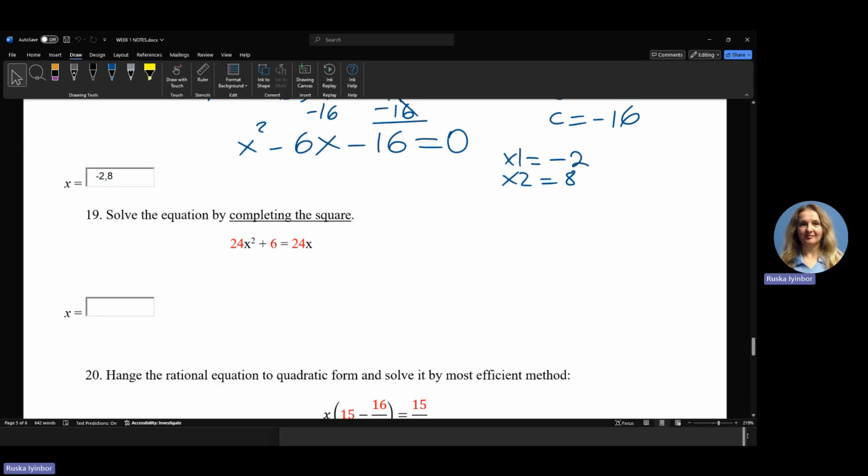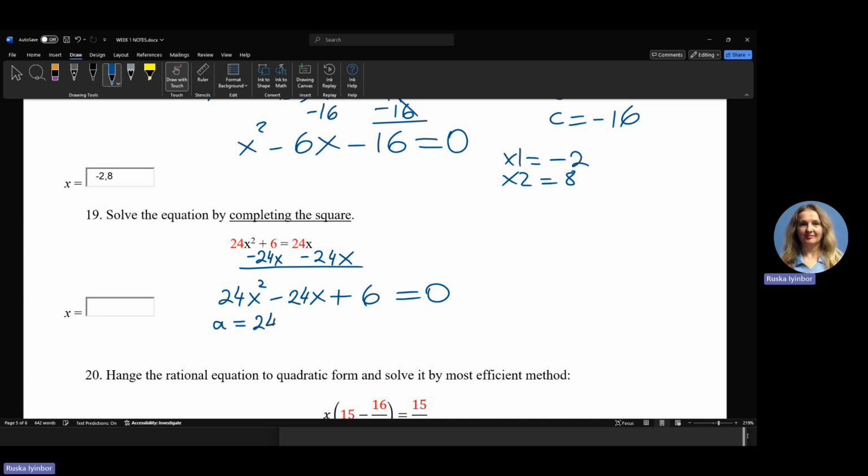Okay, number 19 is something we just solved in the beginning. We need to just get it equal to 0 first and then use the calculator again, yes? So we're going to subtract 24x to make it equal 0. And then the calculator, 24x squared minus 24x plus 6. Make sure you put it in that order so it's easy to find a, b, c. So a is going to be the number in front of the square, which is 24. b is the number in front of x, -24. And c is 6.